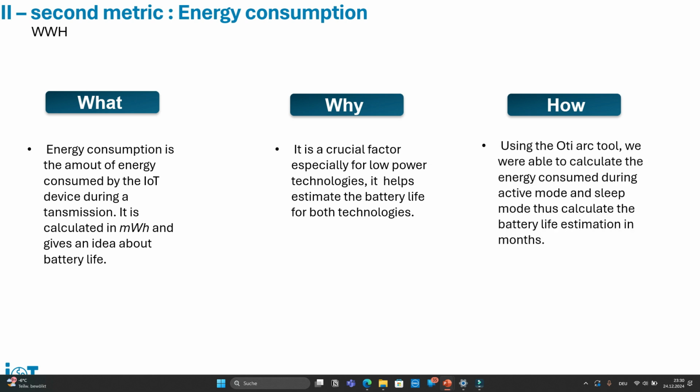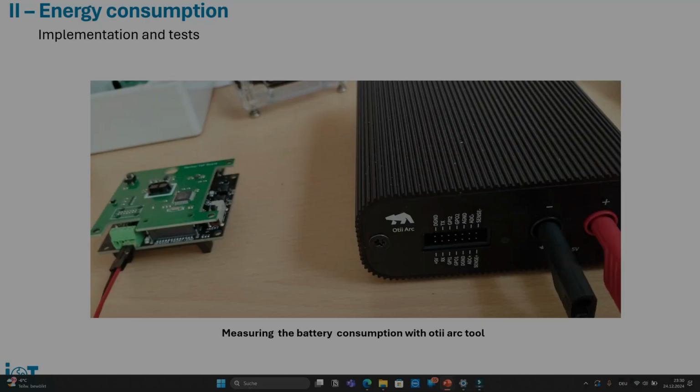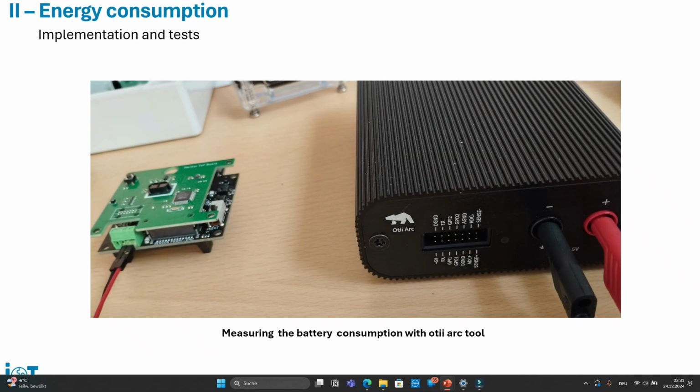How are we doing this comparison? By using the OT-ARC tool, we were able to calculate the energy consumed during active mode and sleep mode, thus calculate the battery life estimation in months. And this battery life estimation is also calculated automatically by the OT-ARC tool. This is actually how the tests look like. We have simply the OT-ARC tool and we are connecting it to the end node for LoRa and the endpoint for MIOTY, and thus we are having our battery life estimations.